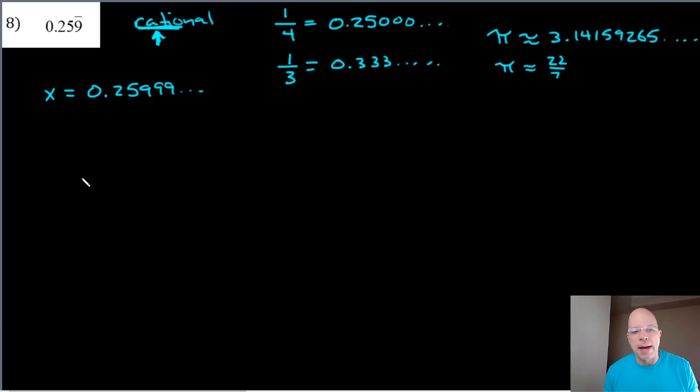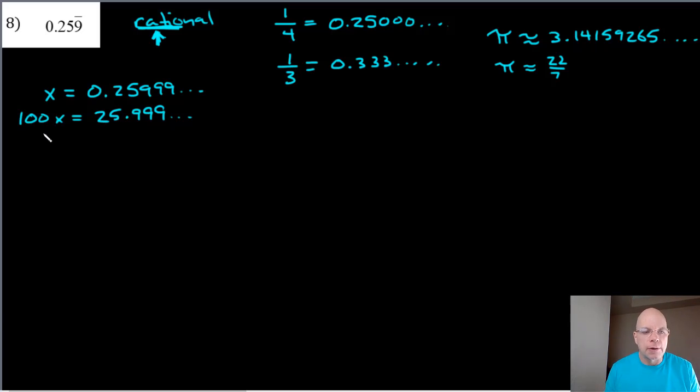And then I can do some algebra by finding some way to manipulate this variable, to manipulate this decimal so that I get only the repeating portion after the decimal. And I could do that if I move the decimal 2 places to the right, which is the same as multiplying by 100. So 100x would be equal to 25.999 repeating, because I move the decimal 2 to the right.